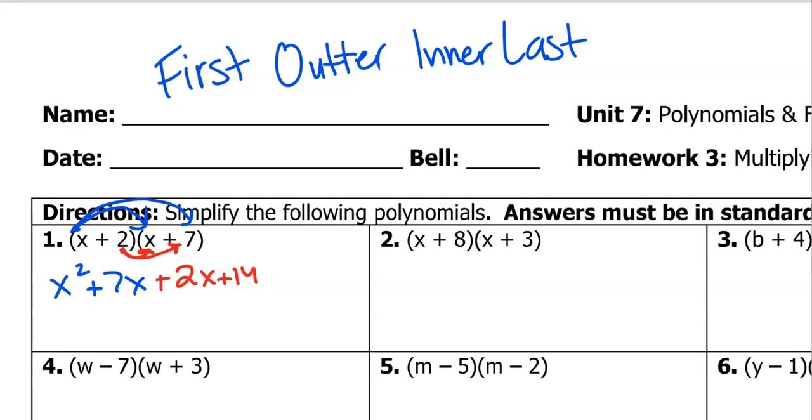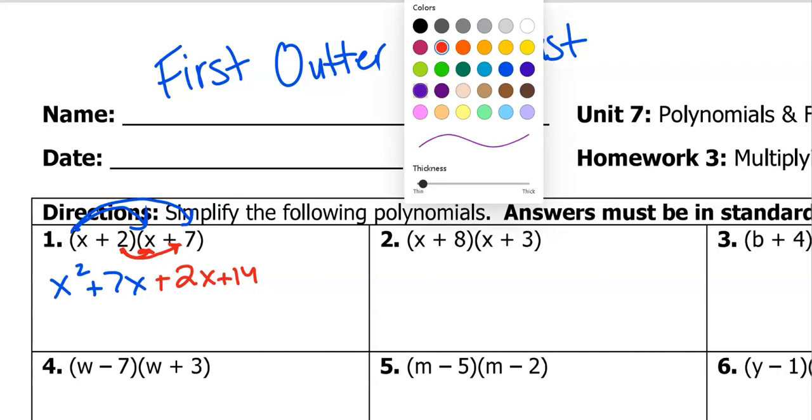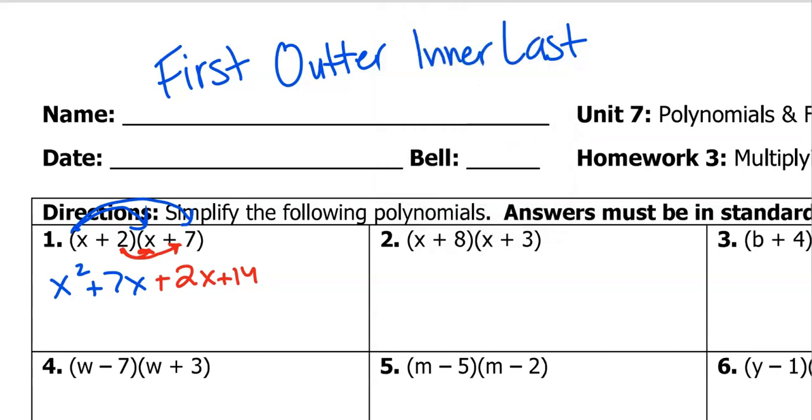I'm not done though, am I? I need to combine like terms for this one. Okay, is it in standard form? My exponents are in order, but I do have to put 7x and 2x together, which gives me 9x, like that.